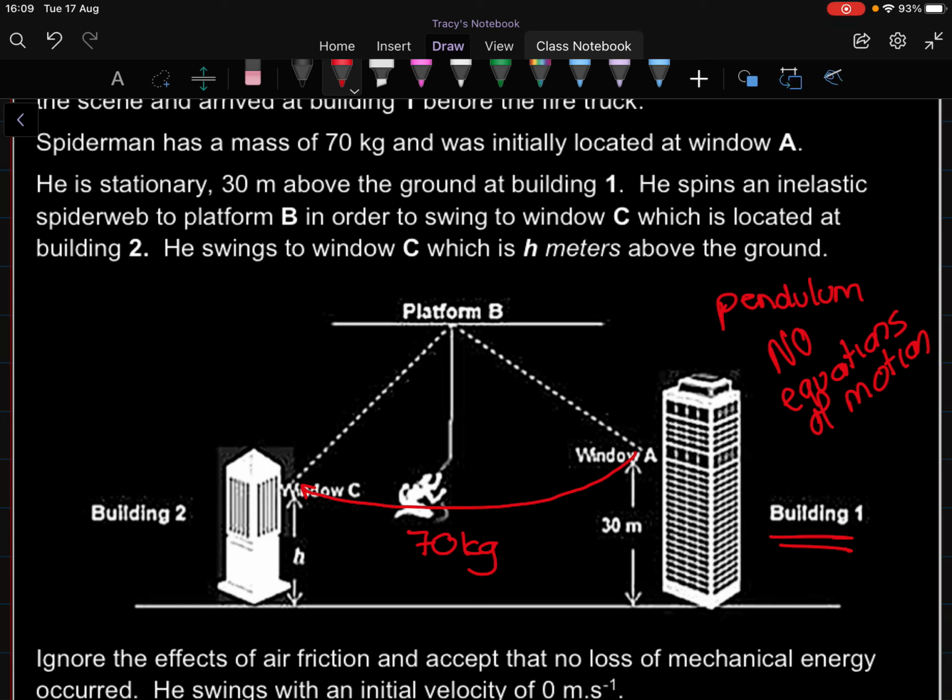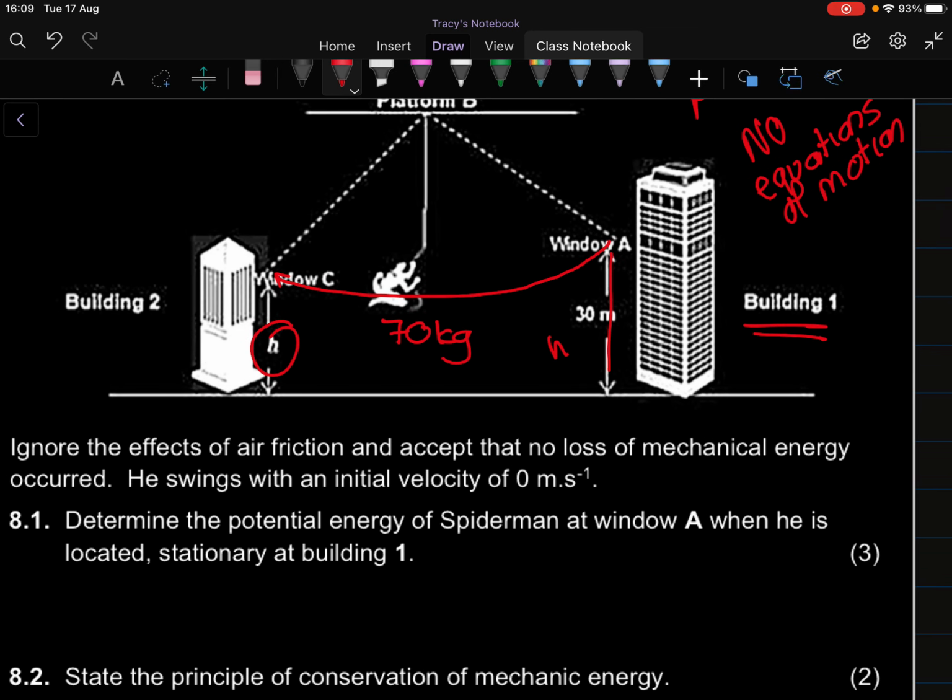Then he swings, so he starts at 30 meters above the ground, so that's my initial height. He swings to window C, which is 8 meters. It says, ignore the effects of air friction and accept that no loss of mechanical energy occurs. So we have conservation of mechanical energy, very important. He swings with an initial velocity of 0.